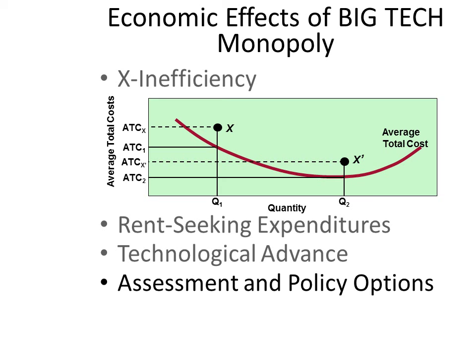So if you compare Q2 level of output, average total cost per unit at ATC2, with Q1 level of output, average total cost of ATC1, notice that there are economic advantages of growing large. Theoretically, these large firms should make significant investment in efficient capital, which allows them to achieve economies of scale.